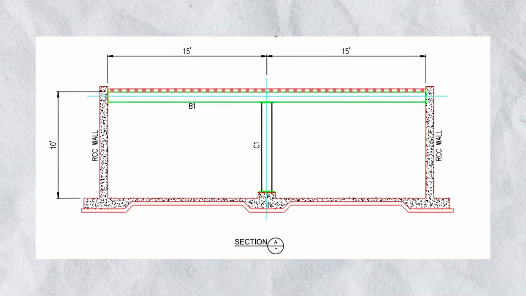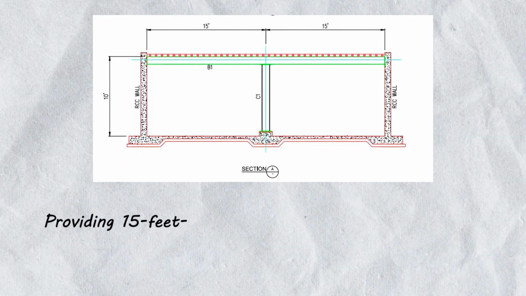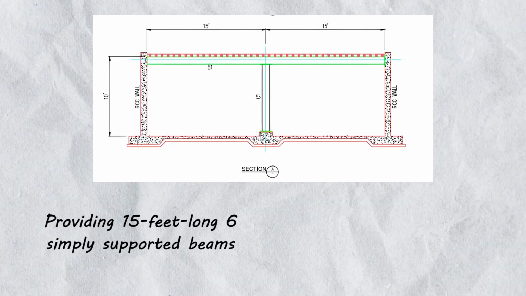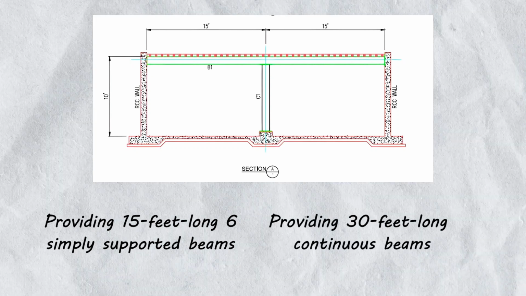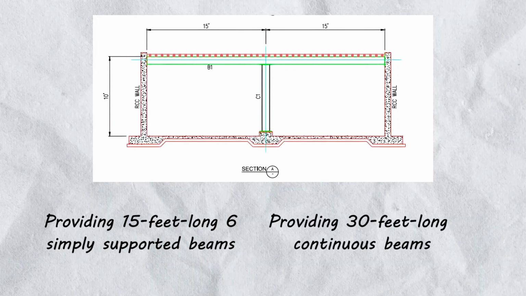We evaluated two options. 1. Providing 15 feet long simply supported beams, which do not continue over the interior columns. 2. Providing 30 feet long continuous beams, which extend over the interior columns.